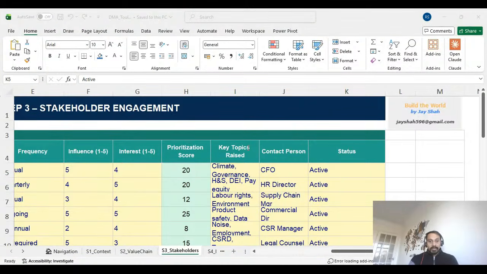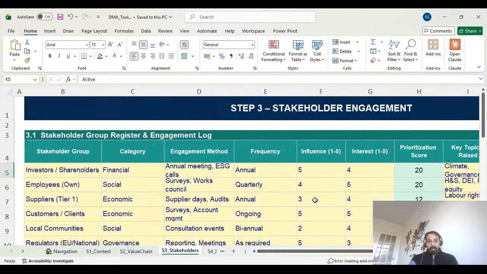Here you can see the investor scores high on influence, and the employee score is also high on the influence side. That helps you justify why certain voices carry more weight in this assessment. And we can also capture the key topics raised, internal contact person, and status, the few columns I mentioned at last. So this satisfies the ESRS, GRI, and IFRS ISSB requirements, and demonstrates meaningful stakeholder engagement, not just a survey, but documented dialogues. That helps you and your clients, if you are in a consulting company, which is very crucial.